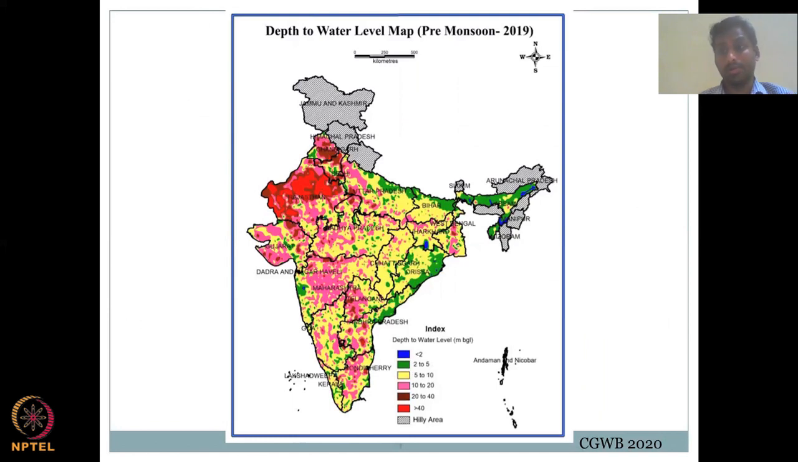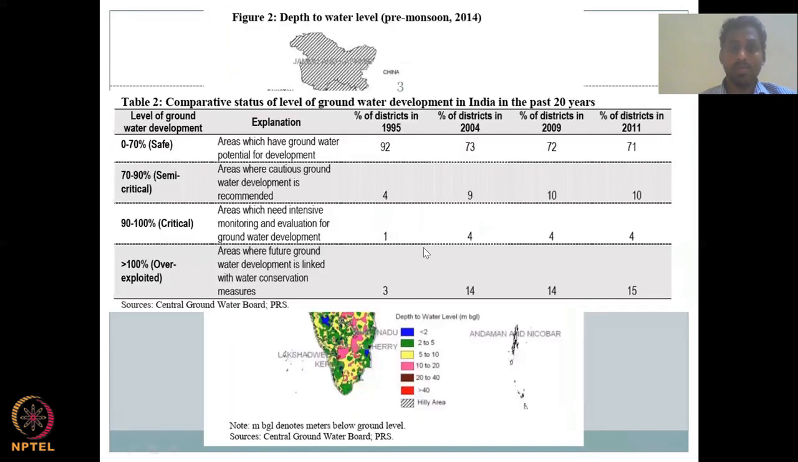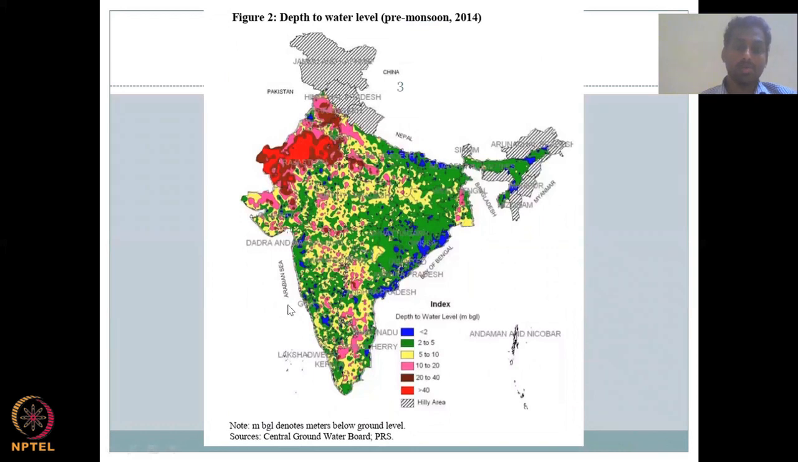Let's look at how it looks now compared to the 2011 images. So in the 2011 images, you saw a lot of green color here. Let's go back and show you quickly. So you saw a lot of green color, which is 2 to 5 meters depth to the water level, which is still safe. And 5 to 10, 10 to 20 are really bad.